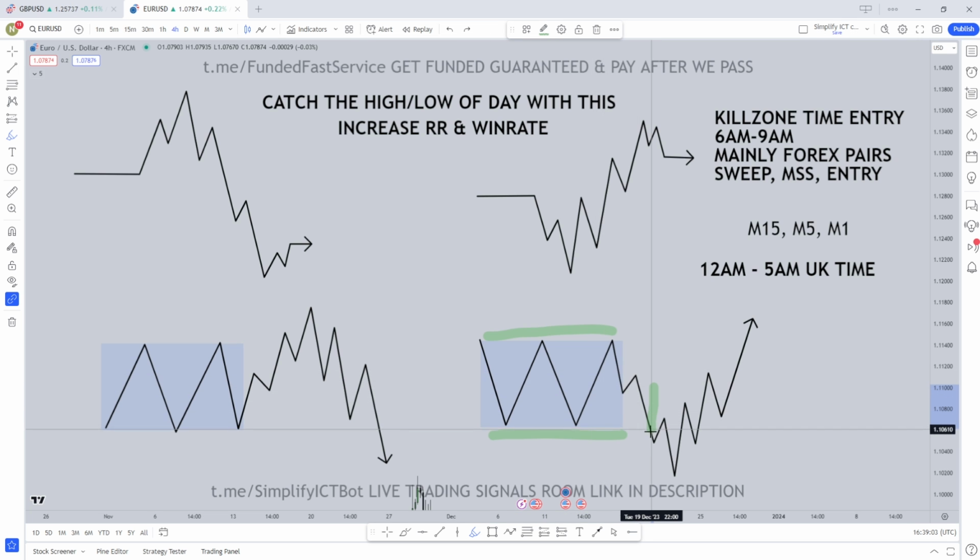Let's say around 6 a.m. price decides to sweep the liquidity in one direction. So if price sweeps the lows, we're going to be looking for it to reverse in the opposite direction. If price sweeps the highs, we're going to be looking for it to reverse to the downwards direction.